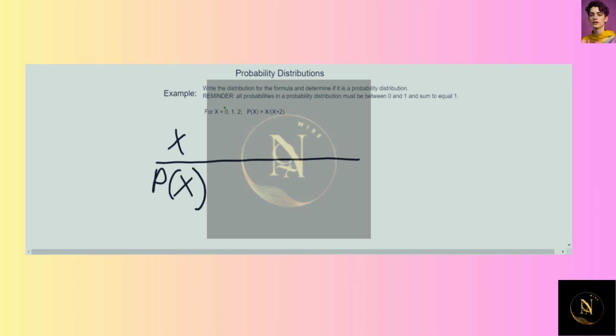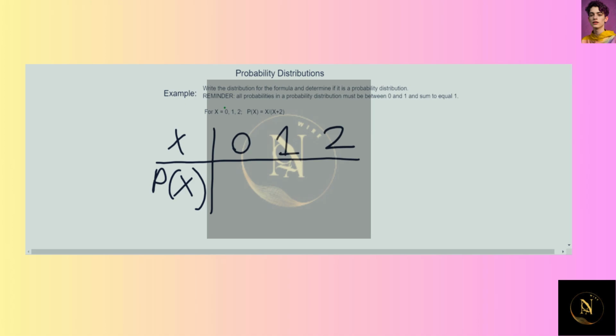And with both of those reminders and rules in our head, let's go ahead and start drawing out our table for our distribution. We have our random variable and our probabilities for each random variable value. Our x values for today are 0, 1, and 2. And now let's determine what our probabilities are for each of these x values.